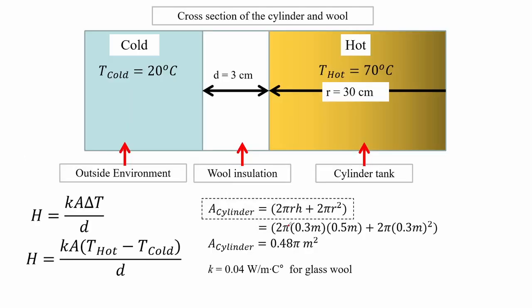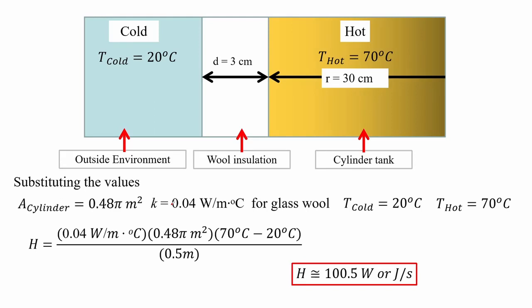The heat exchange equation for conduction has an expression that requires us to measure the area of a cylinder. Note that the area of the cylinder is equal to 2 pi rh plus 2 pi r squared. We have the area of a cylinder equal to 0.48 pi m squared. Substituting the values for the thermal conductivity, area, temperature difference, and distance between two temperatures, we get that the heat exchange for the cylinder is about 100 watts or joules per second as heat is released to the environment with a colder temperature.